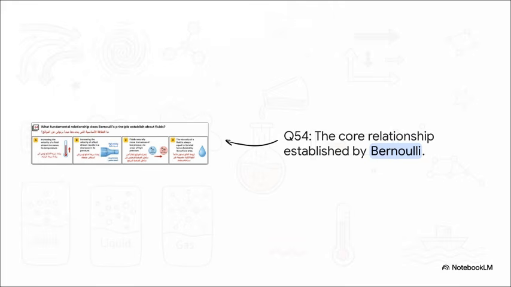Question 54 asks, what fundamental relationship does Bernoulli's principle establish about fluids? We've hammered this a few times now because it is literally the anchor of this entire physics unit. The relationship is that increasing the velocity of a fluid stream results in a decrease in its pressure. So that makes the correct answer B.